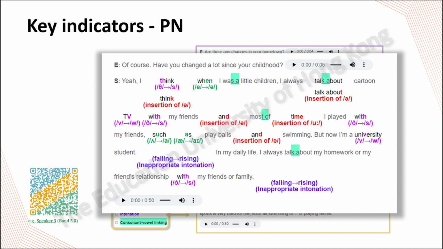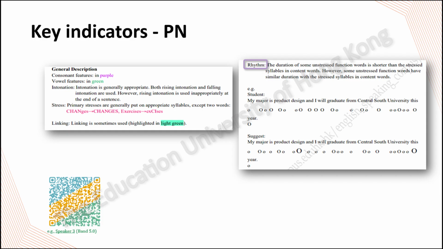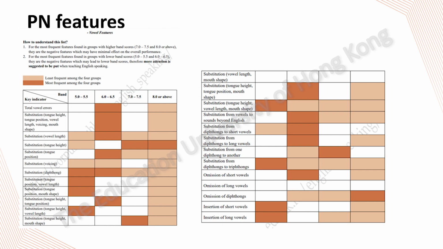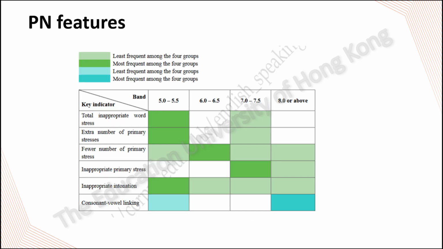friends or family. We described the speaker's rhythm features and gave an example in the general description part. We also summarized the common features produced by speakers from different proficiency levels. This one is for consonants. These two are for vowels. And this is for suprasegmental features.